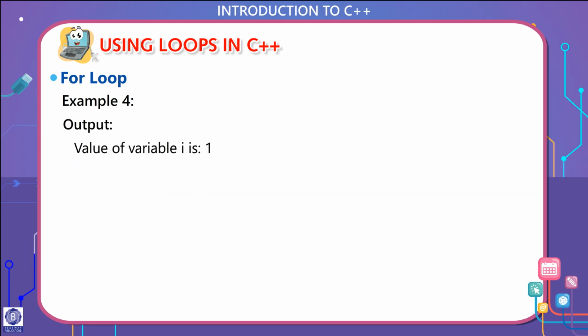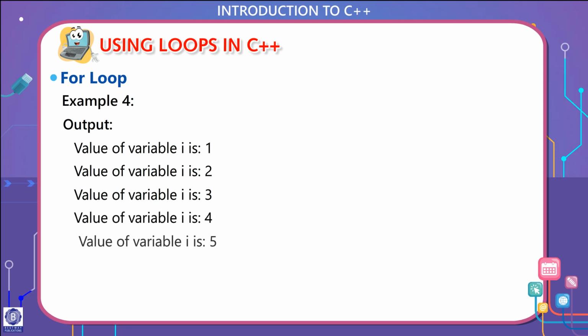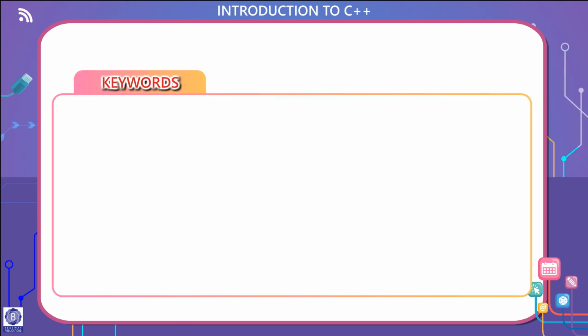Output: Value of variable i is 1, value of variable i is 2, value of variable i is 3, value of variable i is 4, value of variable i is 5, value of variable i is 6.